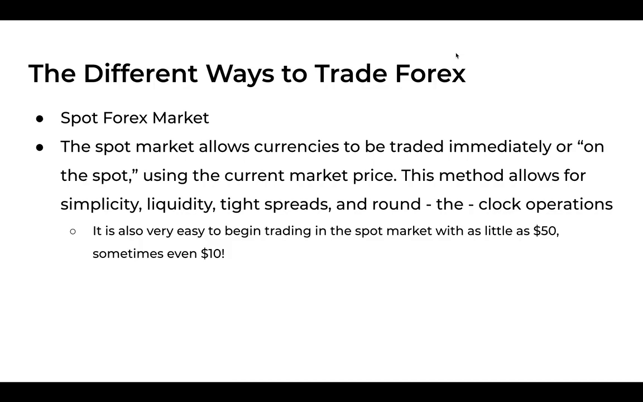So lastly, we have the spot Forex market. The spot Forex market allows currencies to be traded immediately or on the spot using the current market price. And this method allows for simplicity, liquidity, tight spreads, and round-the-clock operations. It is also very easy to begin trading in the spot market with as little as $50, sometimes even $10, depending on the brokerage.